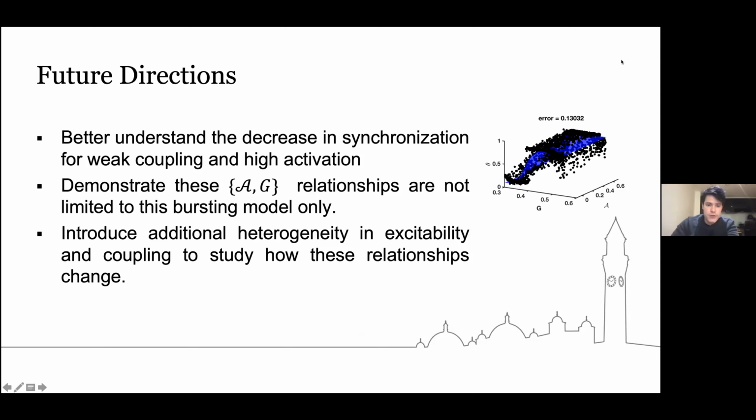We'd also like to demonstrate that these relationships between assortativity and activation, or network activation, are not limited to this bursting model only. Could consider some other models, maybe Kuramoto model, or FitzHugh-Nagumo, Hindmarsh-Rose, something like that. And then additionally, we constrained our heterogeneity to keep things as simple as we could, but I'd like to introduce additional heterogeneities into the excitability and the coupling to see how these relationships will change.